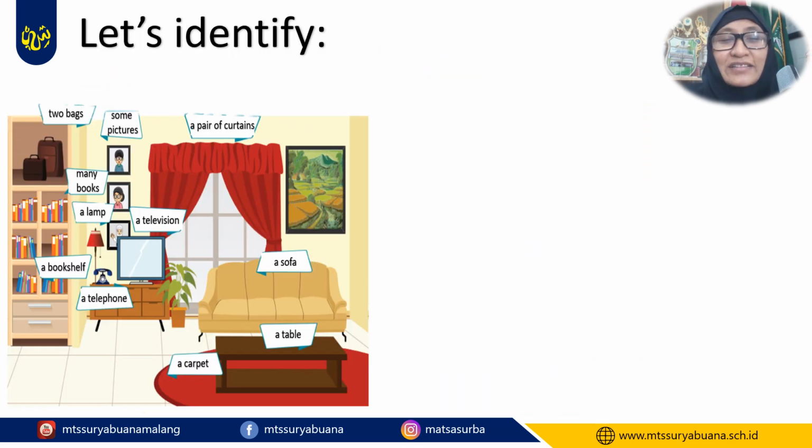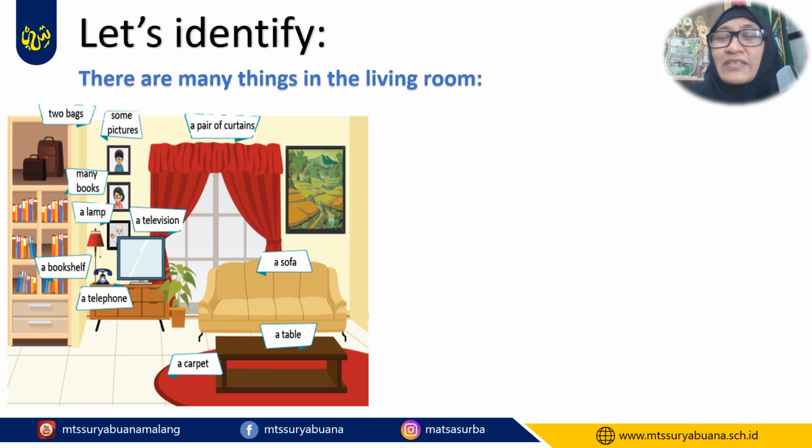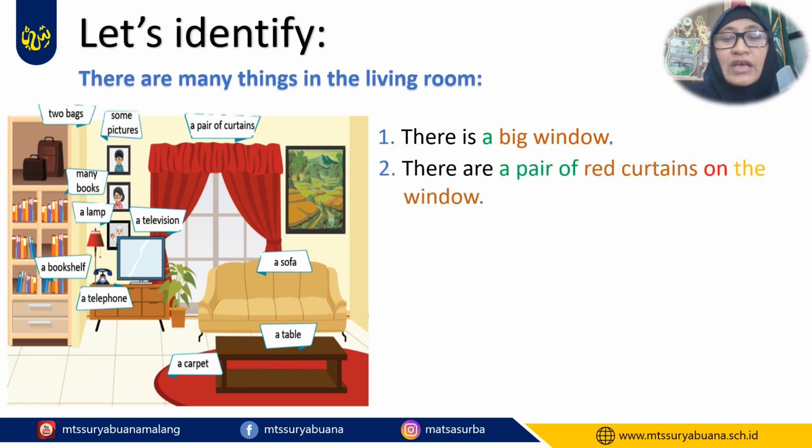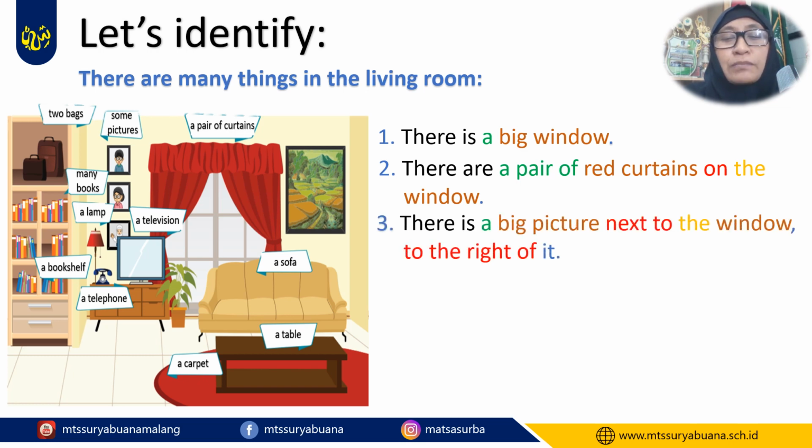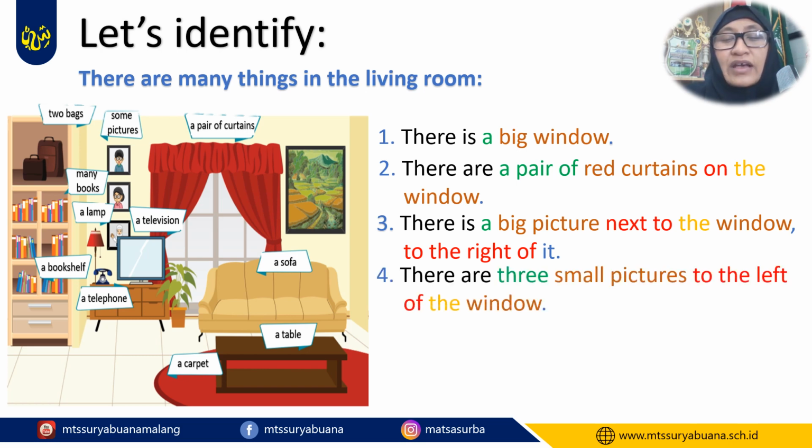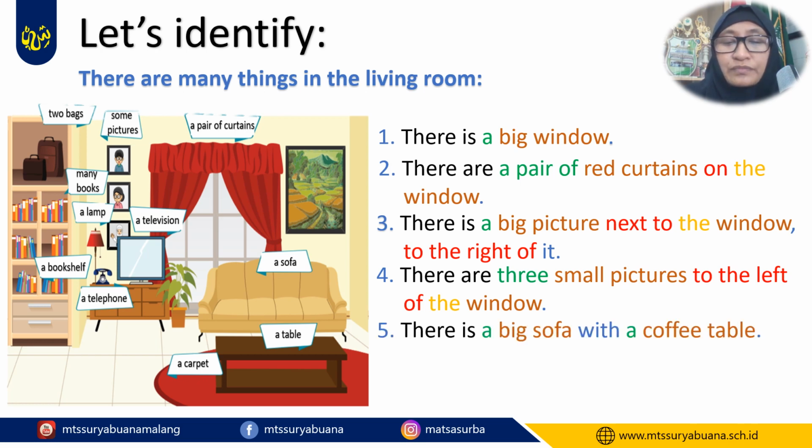Now, let's identify the objects in the living room one by one. There are many things in the living room. There is a big window. There are a pair of red curtains on the window. There is a big picture next to the window to the right of it. There are 3 small pictures to the left of the window.